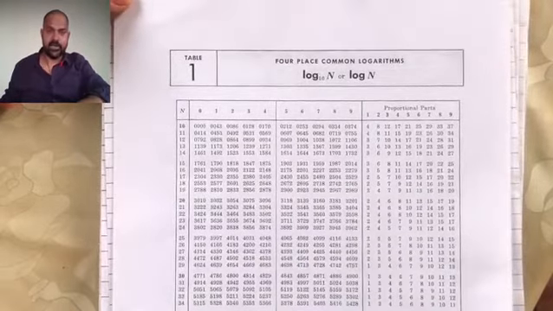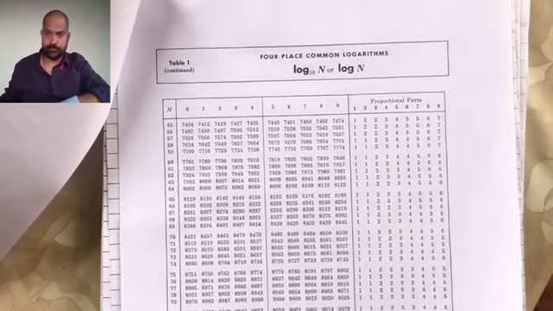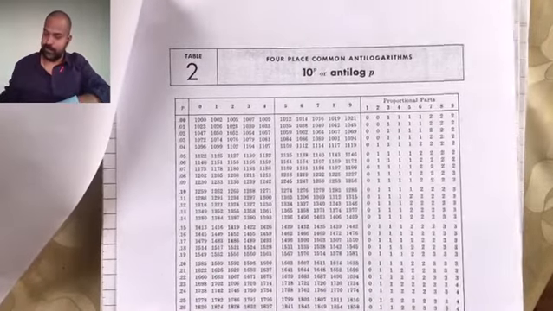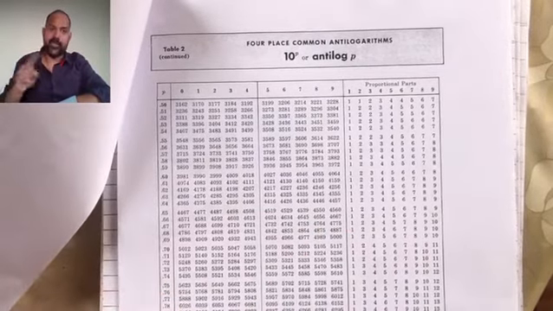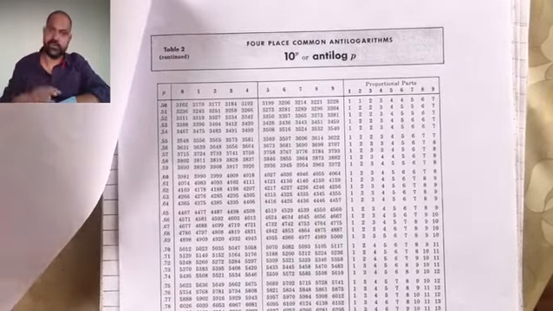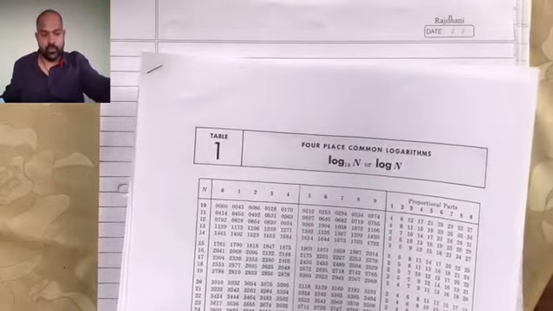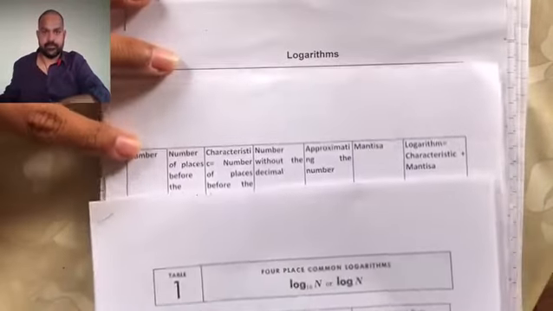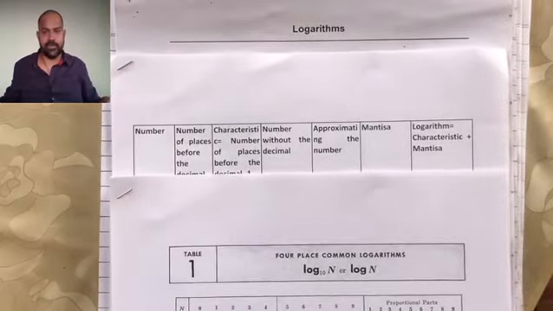This sheet has a total of 4 pages, which is 1, 2, 3 and 4. It has 2 tables, table 1 and table 2. Each table has 2 pages, so a total of 4 pages. These are the 3 sheets that you must have with you when I start the chapter.